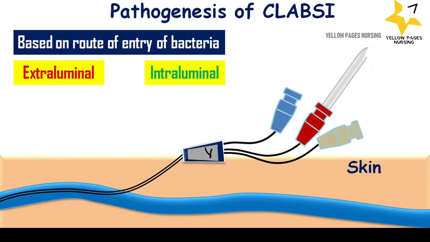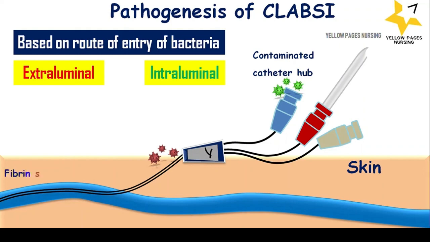First, extraluminal. In case of extraluminal, pathogens migrate along the external surface of the catheter from the skin entry site. This often occurs within 7 days of central line insertion. In case of intraluminal, the hub gets contaminated and the organism migrates into the internal surface of the catheter, leading to intraluminal colonization, and this more commonly occurs after 7 days of insertion. This may lead to fibrin sheet formation in the catheter.